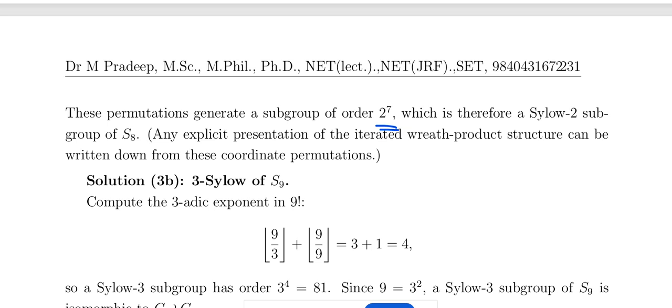The 3-Sylow subgroup of S9: S9 has 9 factorial elements. So to express the 3-adic exponent, we take 9 by 3 and 9 by 3 square, n by p square like that. It does not go beyond that. This is 3, this is 1, and 3 plus 1 equals 4.